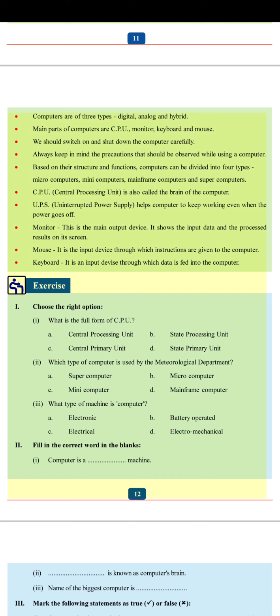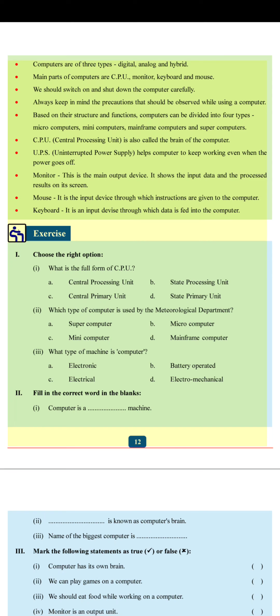Computers are of three types: digital, analog and hybrid. Main parts of computers are CPU, monitor, keyboard and mouse. We should switch on and shut down the computer carefully. Always keep in mind the precautions that should be observed while using a computer.